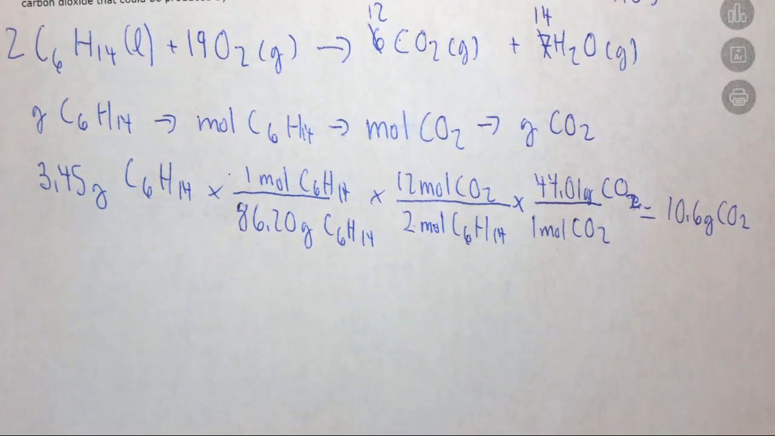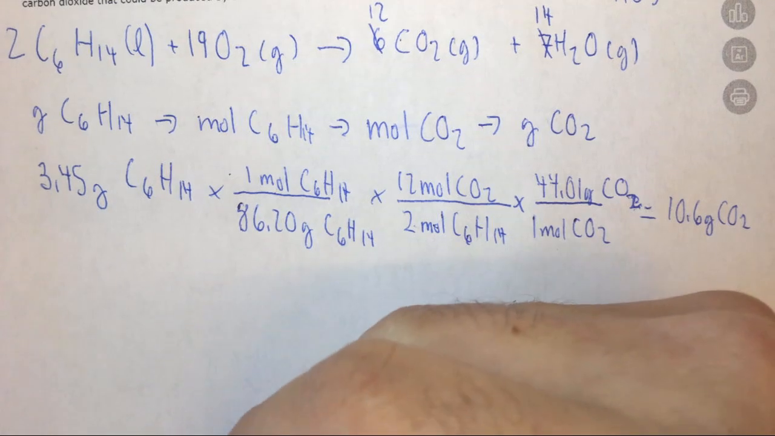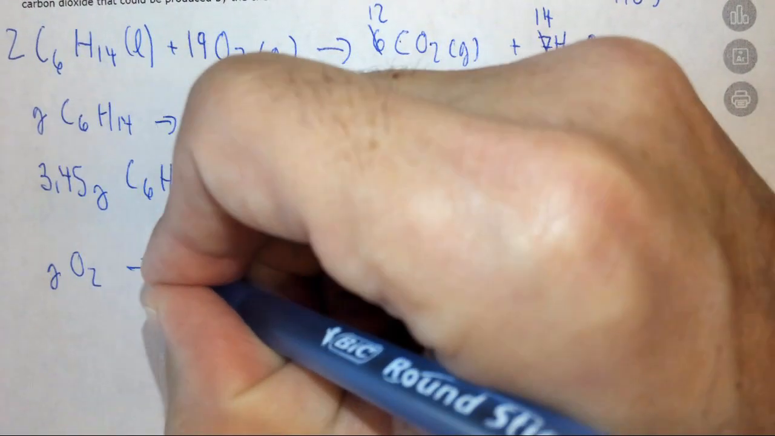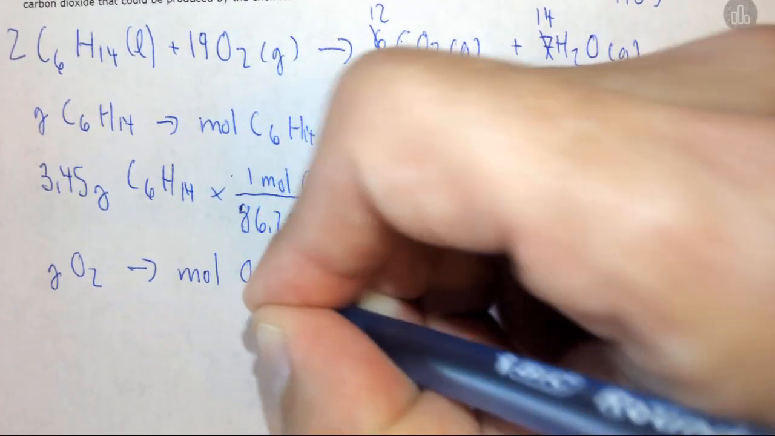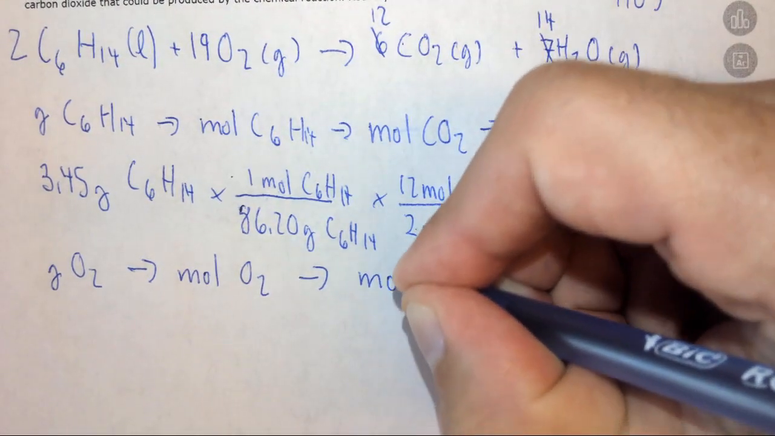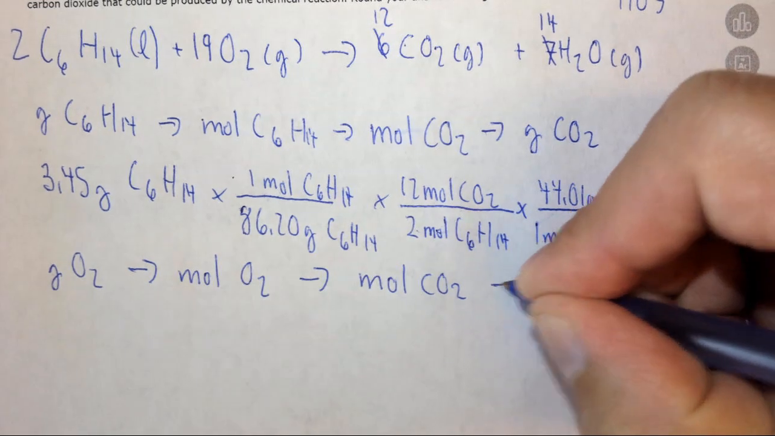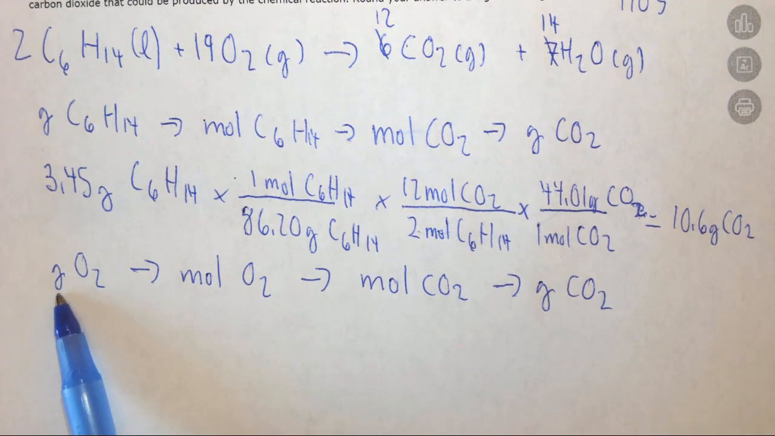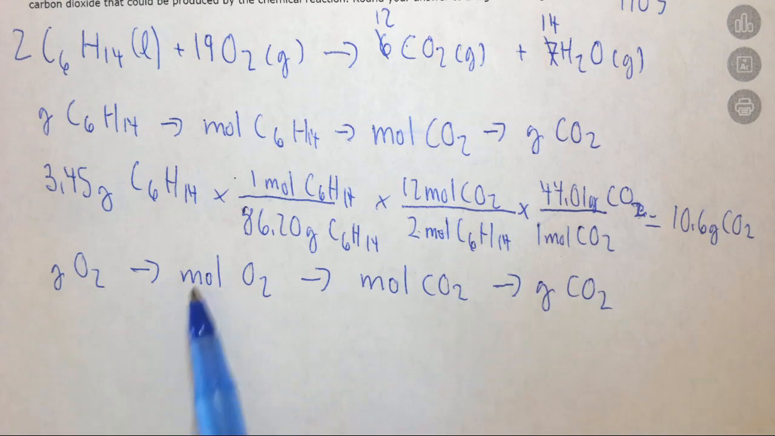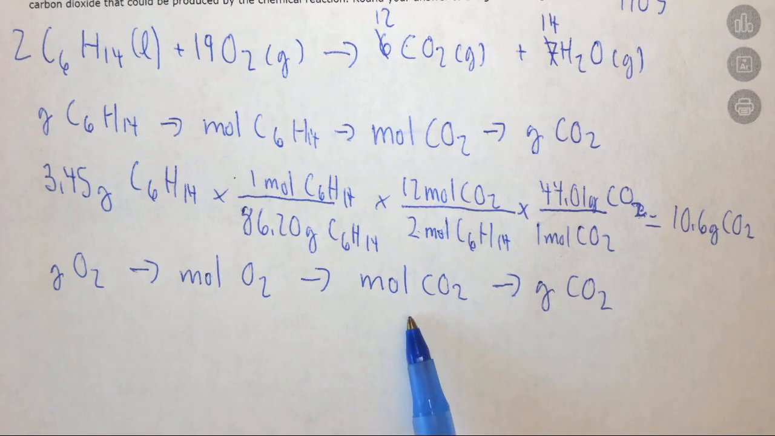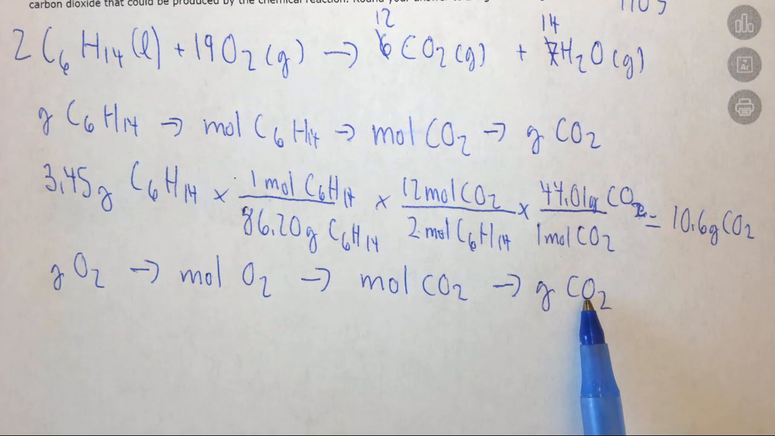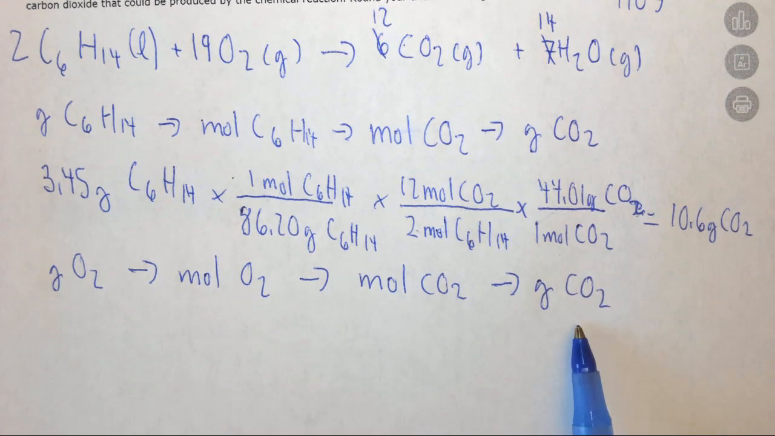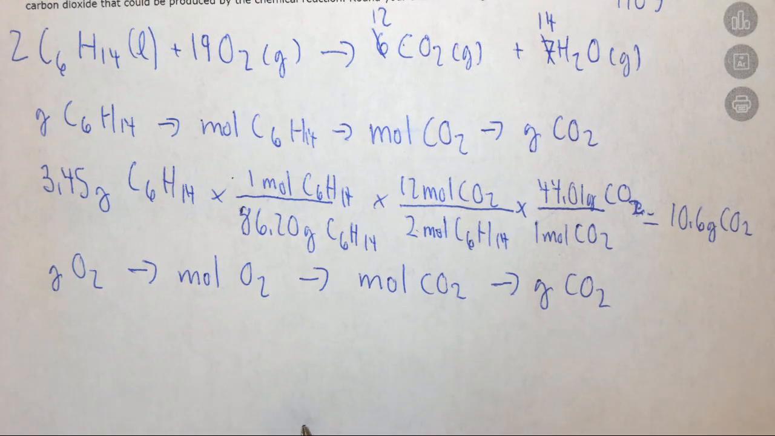Now I need to repeat the exact same process for oxygen. This time, grams of oxygen to moles of oxygen to moles of CO2 to grams of CO2. So grams of my starting material to moles of my starting material to moles of my product to grams of my product. So grams to moles to grams. This is a common thing that happens a lot of times. Not every time, but it does happen quite often.